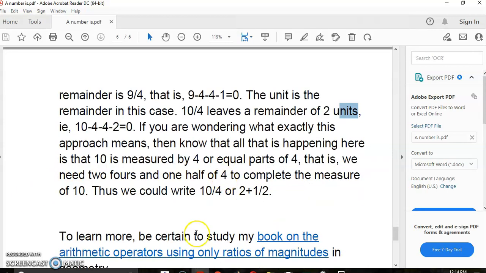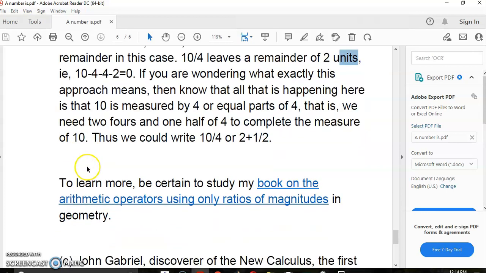And if you're wondering what exactly this approach means, then know that all that is happening here is that 10 is measured by 4 or equal parts of 4. That is, we need 2 4s and 1/2 of 4 to complete the measure of 10, right? Thus we could write 10/4 as 2 plus a half.